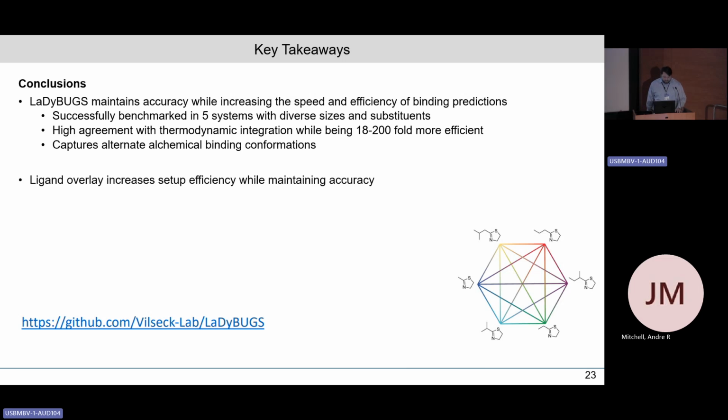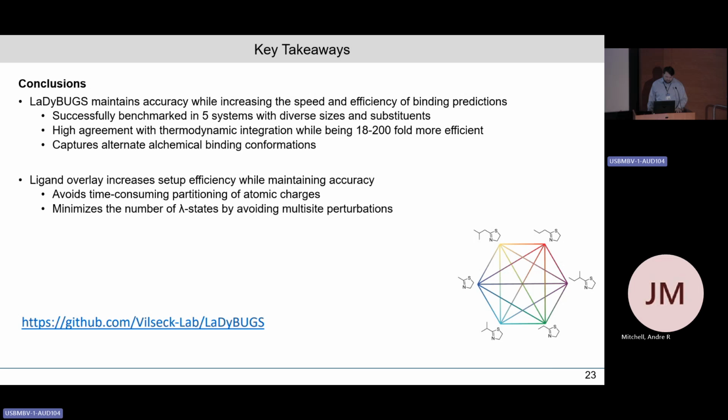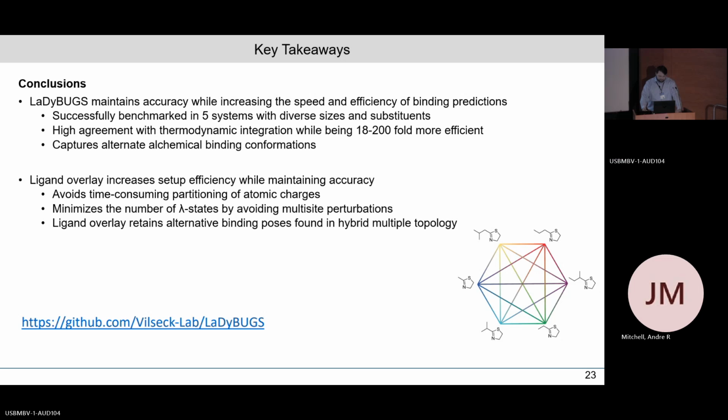With ligand overlay, we increased the setup efficiency while maintaining our accuracy. We avoided the time-consuming partitioning of atomic charges and simplified the setup. We minimized the number of lambda states by avoiding multi-site perturbations. And we retained the alternative binding poses found in our hybrid multiple topology model.